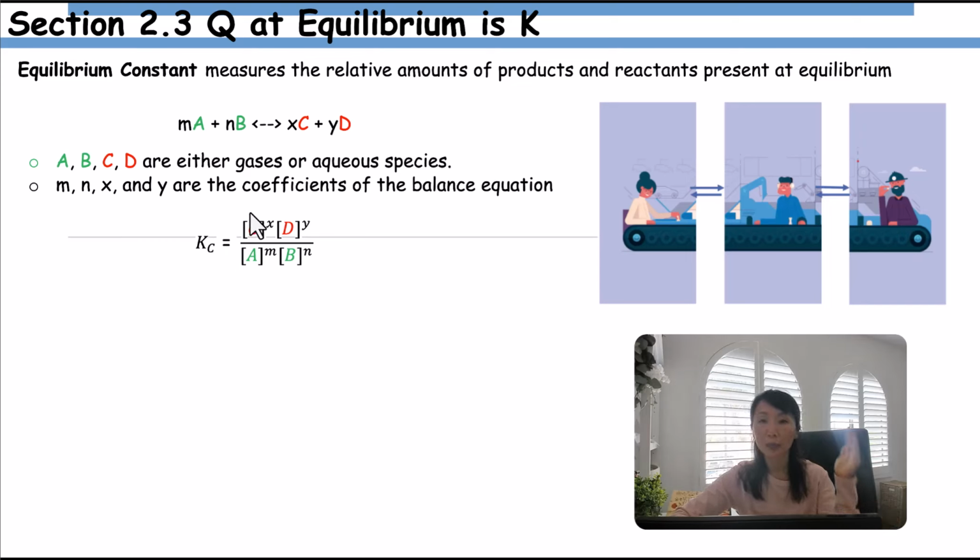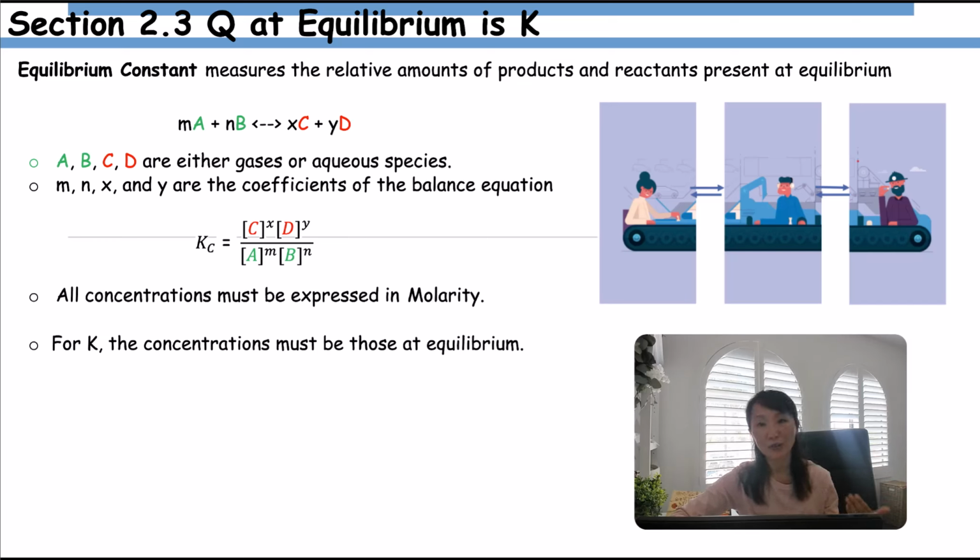Equilibrium constant takes the product concentration with exponents in the top. The exponent represents the coefficient that's in the balance equation, and it's all over the reactant concentration with the coefficient in the front. So therefore, now we can see that the concentration of A and B and C and D, these are all expressed in molarity, also known as moles over liter, or that big M. And the exponents, again, are the balance equation coefficient.